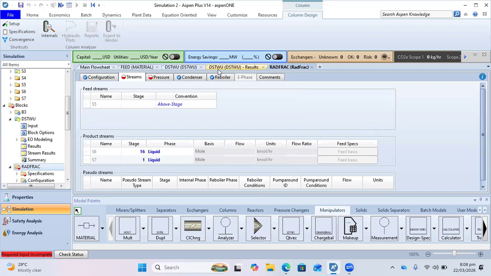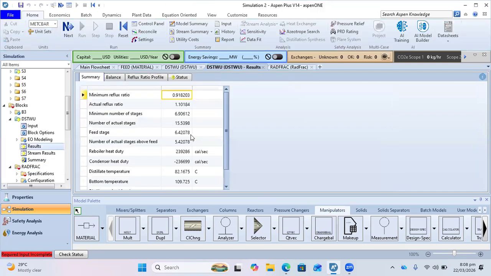So if we come back to the DSTWU results, you can see why the DSTWU is very important. It gives us these pieces of information that are required. So the feed stage is 6.4, right? If we round that, we'll be getting 7 as our feed stage. So I'll come back to the RadFrac and I'll put in the value of 7.